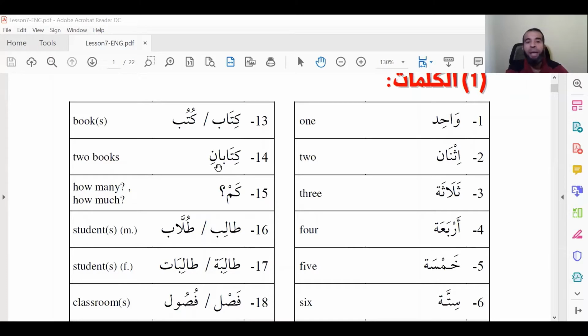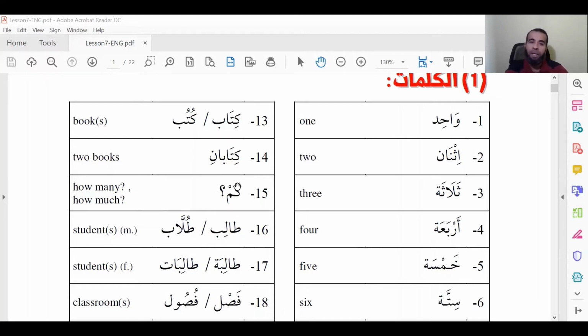طيب. In the bag there are 3 books. We don't translate there are or there is. We can just say in the bag 1 book, 2 books, 3 books, like this. في الحقيبة 3 كتب. في الحقيبة 4 كتب, and so on. If I want to ask about the number, I can say how many, كم, or how much.